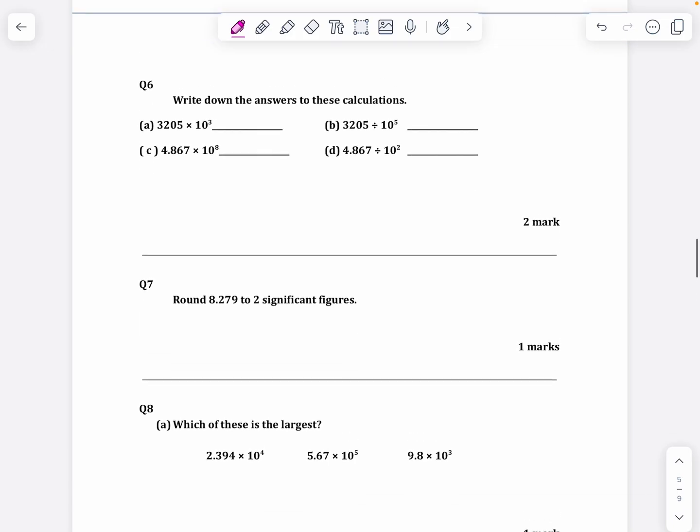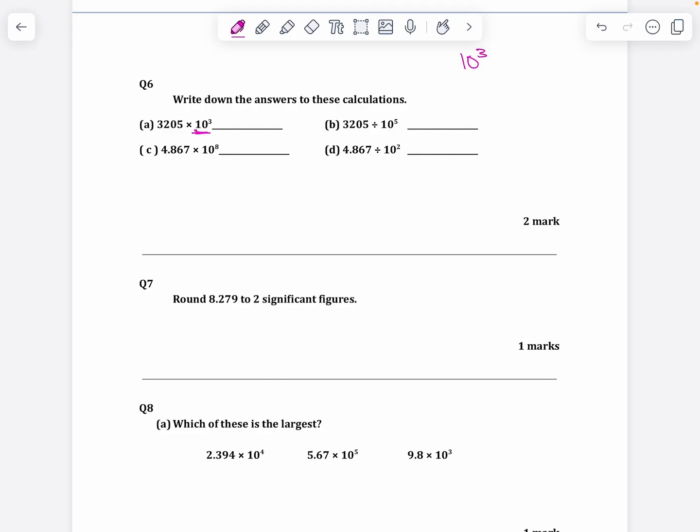Okay. All right, write down the answers to these calculations. So we're multiplying by 10 to the power of 3. Remember, 10 to the power of 3 means we're timesing by 10, then by 10 again, then by 10 again. In total, we're timesing by 1,000. So we want to put on 3 zeros. So our answer is 3,205,000.